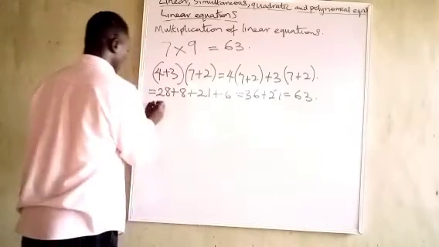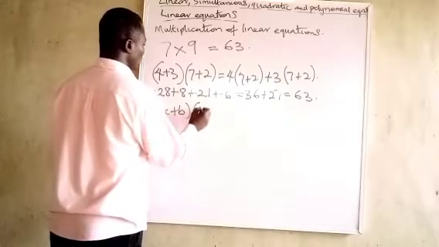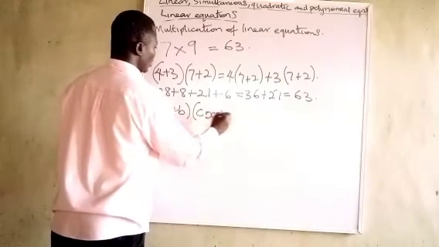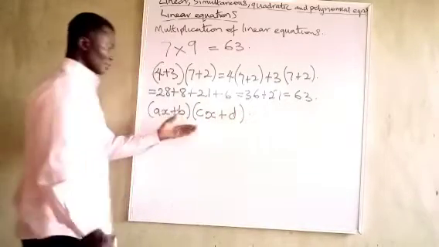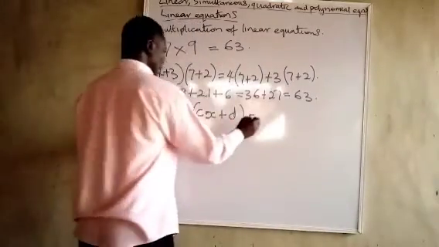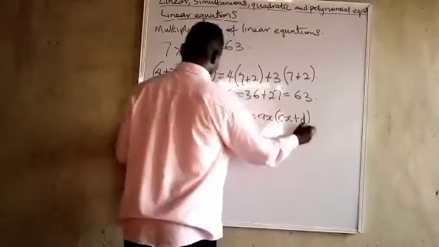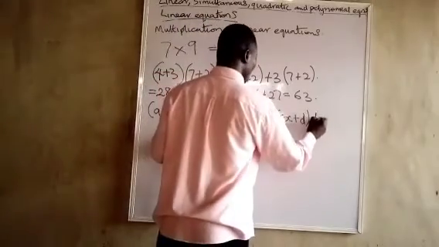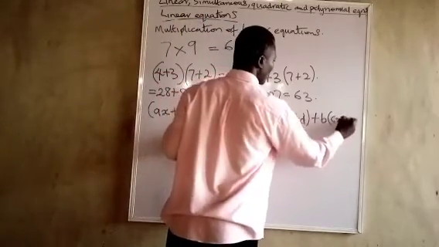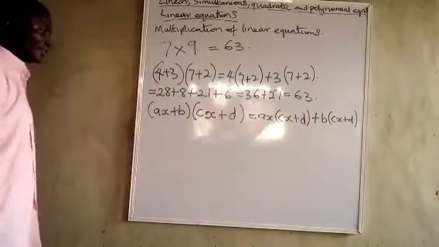So if you have an expression like this, ax plus b into cx plus d, what do we do? We are going to have ax into cx plus d, plus b into cx plus d. That is a simple way of handling it.